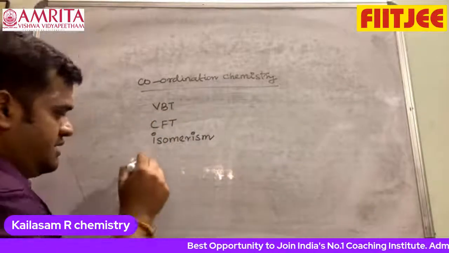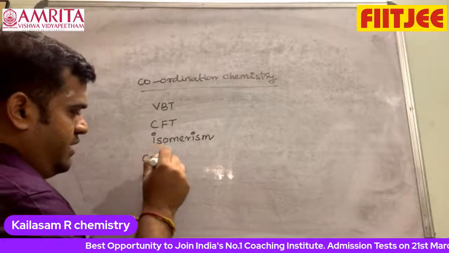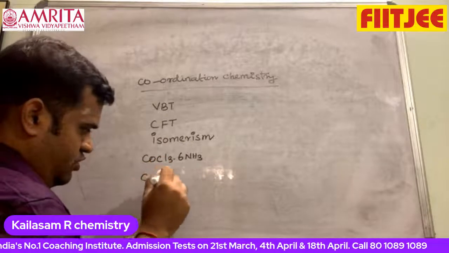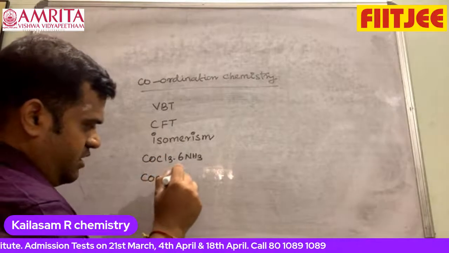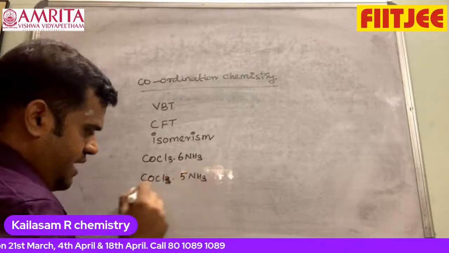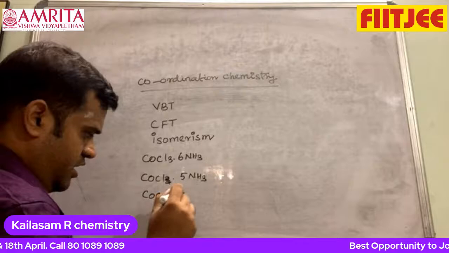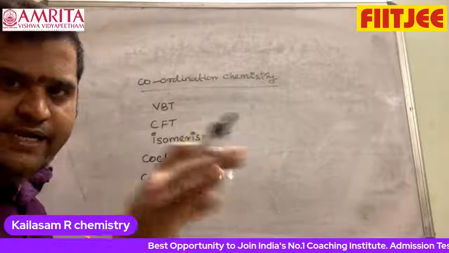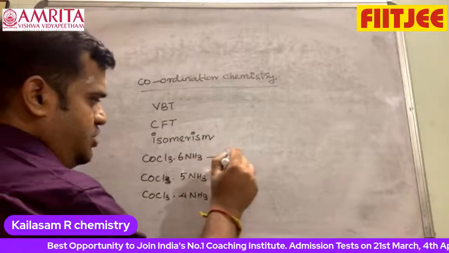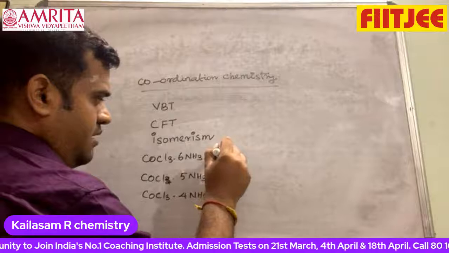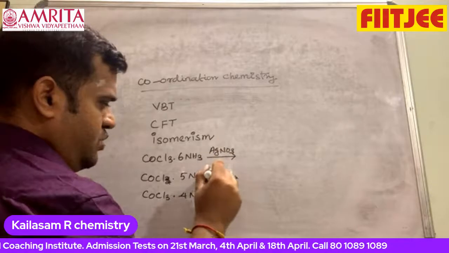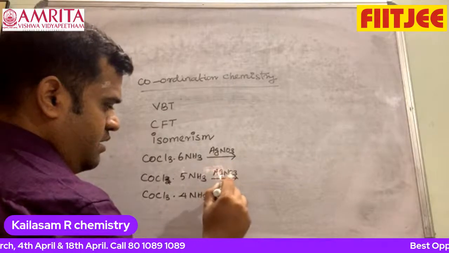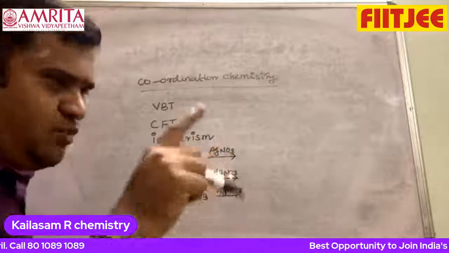Look at this. He has taken CoCl3.6NH3, CoCl3.5NH3 and CoCl3.4NH3. What he did was add excess AgNO3. From this, he was able to find out.